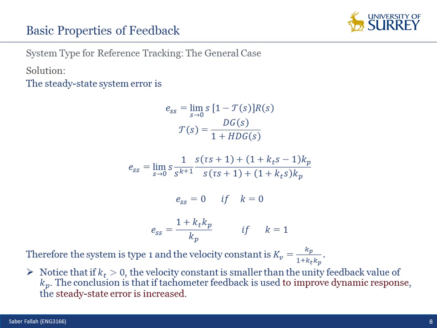I can reduce the overshoot, for example. But for sure, I will increase the steady state error of the system. If steady state error is not important for me, that's fine. If I just want to improve the dynamic response of the system, that's fine to use the tachometer. But if I just want to have the proportional controller and steady state error is important for me, I cannot use the tachometer. If I want to have, for example, absolute zero steady state error. Okay? Any question? No?